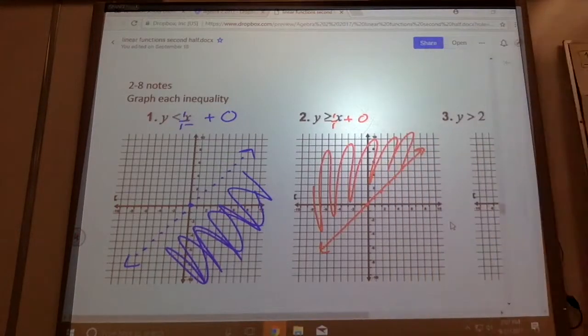I always hated these when I got them wrong. You have to erase all this stuff.